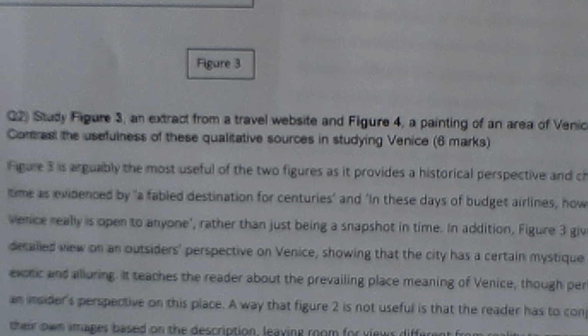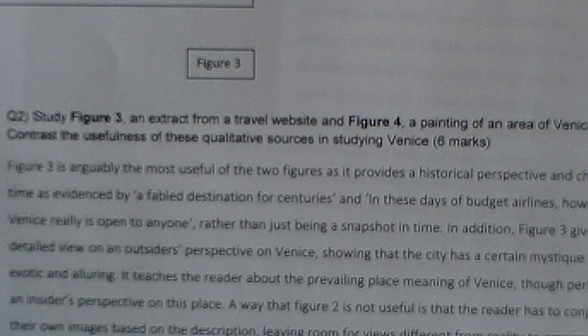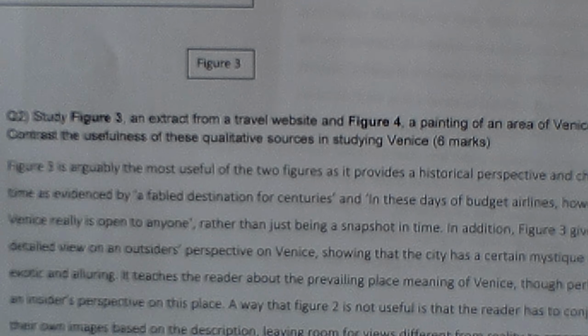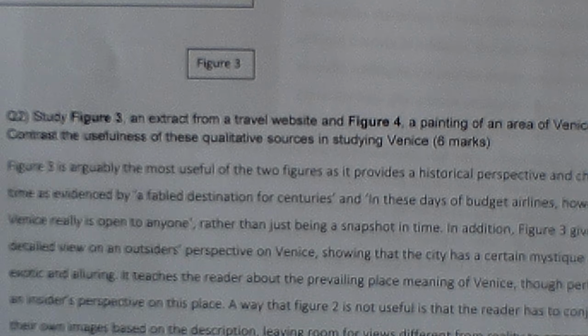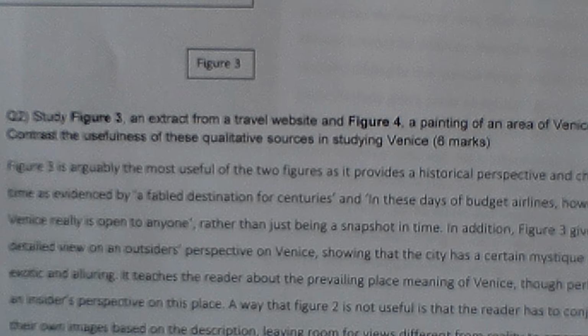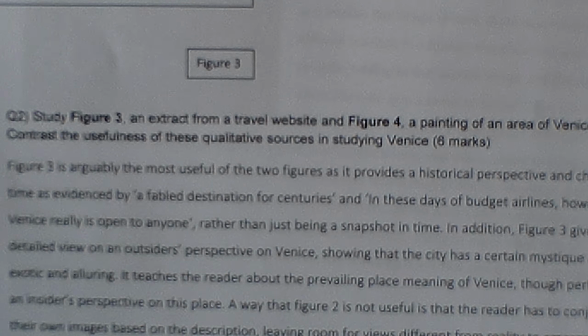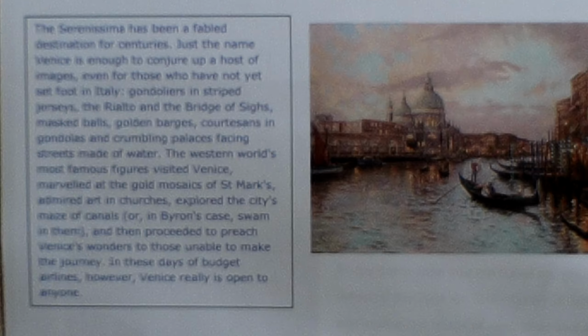Okay, so this is a 6-marker from the A-level paper. It says, question 2, study figure 3, an extract from a travel website, and figure 4, a painting of an area of Venice. Contrast the usefulness of these qualitative sources in studying Venice. So we're just going to move up here and show you figure 3 and figure 4.